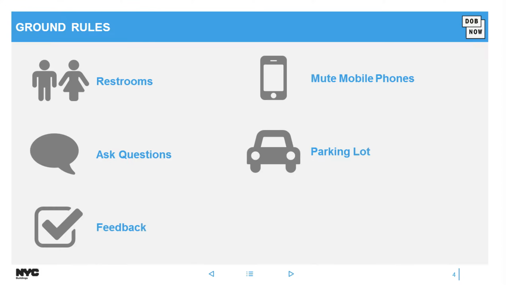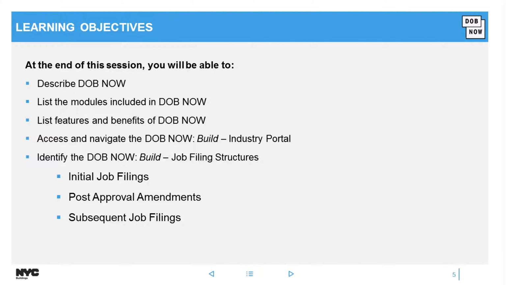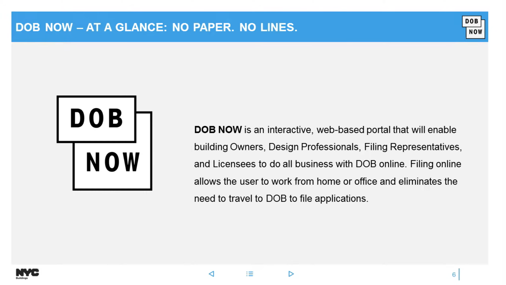So first, again, I will describe DOB Now and talk about the modules included in DOB Now, and the features and benefits of using it. I'm going to log in and set the foundation by navigating the industry portal. Then we will speak about the biggest benefit, which is initial job filings, PAs, and subsequent job filings.